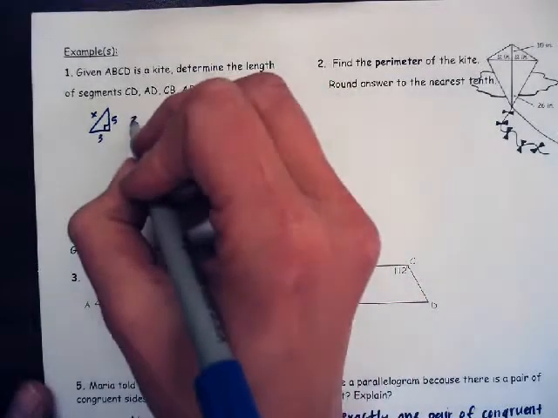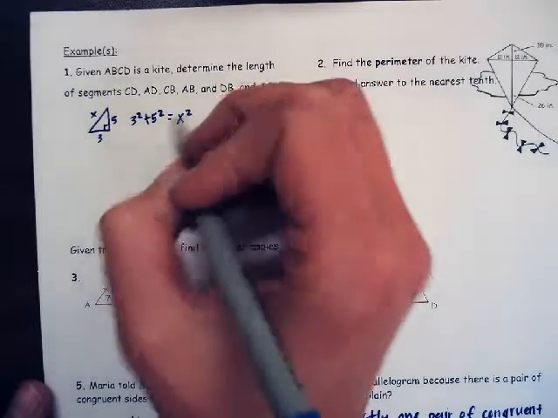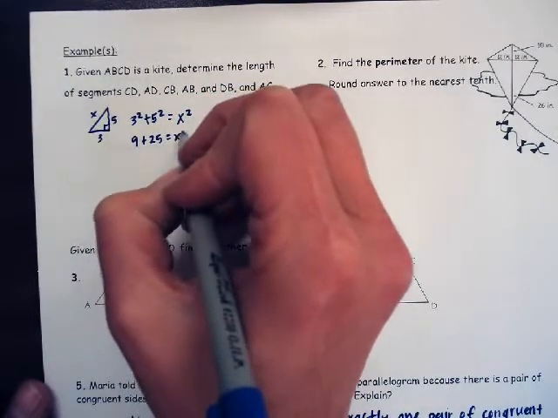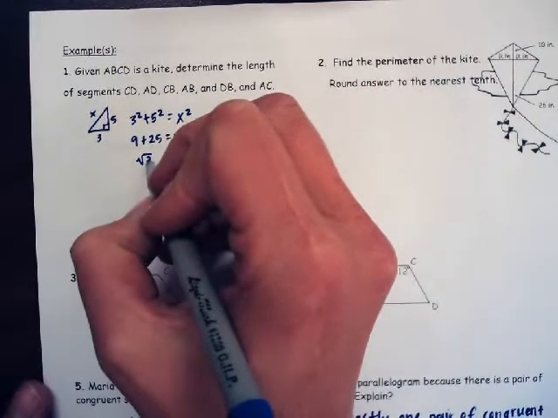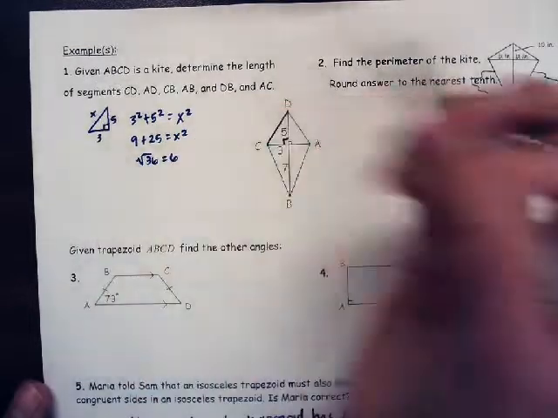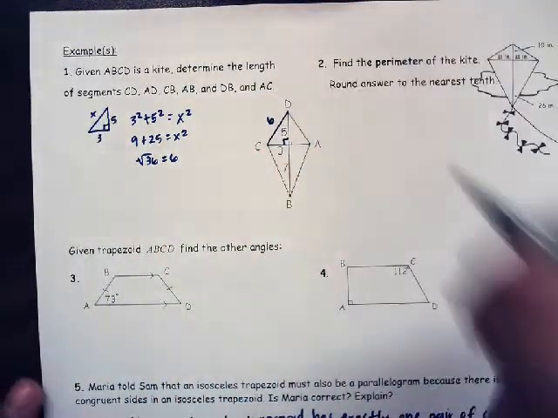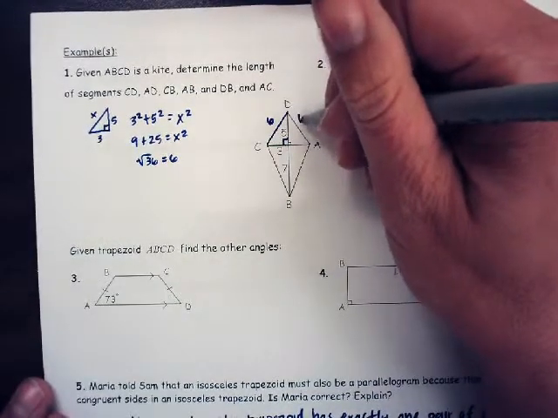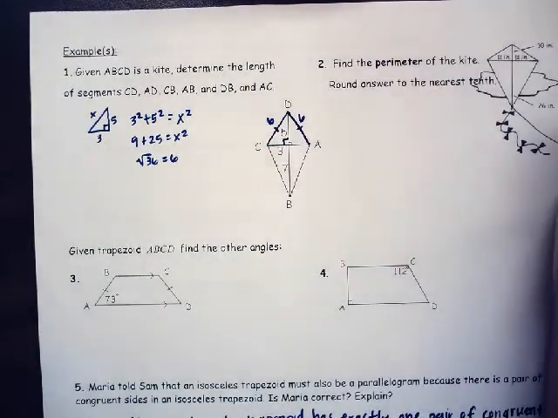Pythagorean theorem. 3 squared plus 5 squared equals x squared. This is 9 plus 25 equals x squared. So this is the square root of 36, which we know is 6. So CD is 6. That means that AD is also 6 because the properties of a kite say that these two sides are the same. Right there and right there.